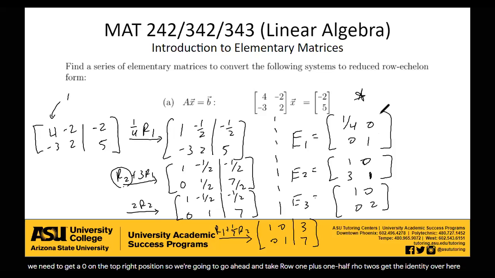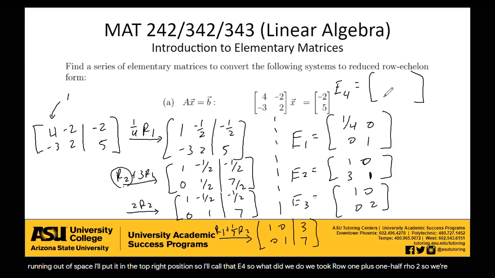Cool. And then what does that elementary matrix look like? Totally running out of space. I'll put it in the top right position. So I'll call that E4. So what did we do? We took row 1 plus 1/2 row 2. So we're changing row 1. So row 1 is going to look different. Row 2 is going to look like the identity. And how are we doing it? We want 1 many row 1's and we want 1/2 many row 2's.